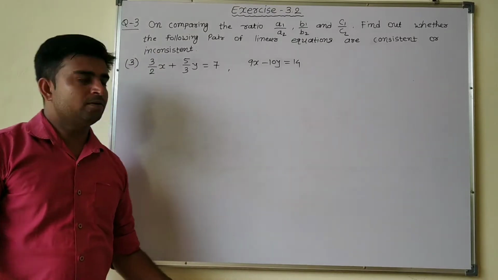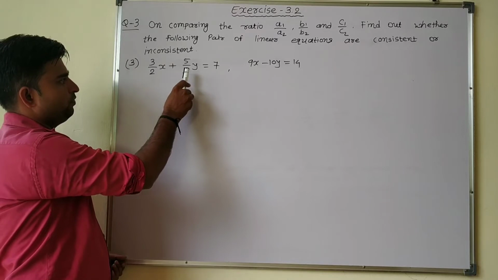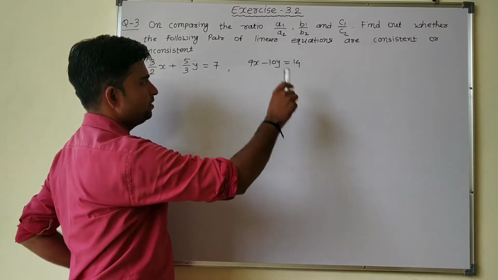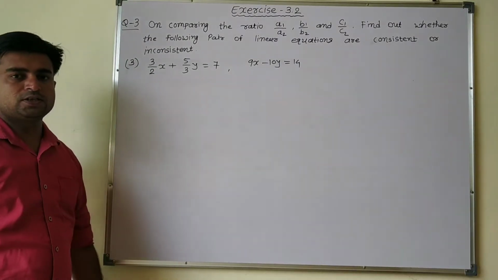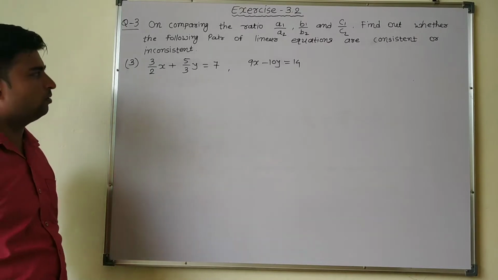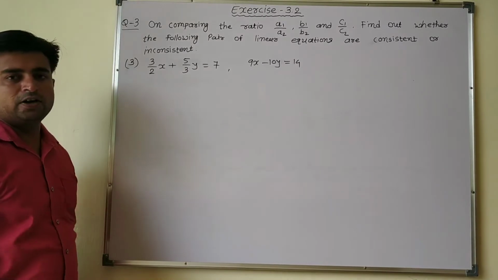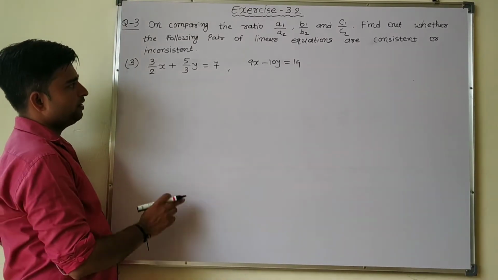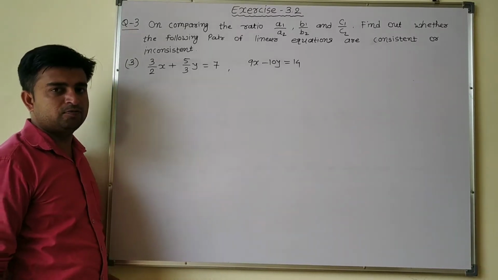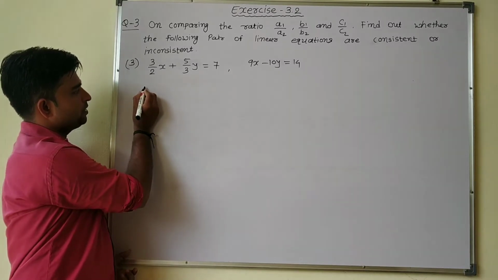Now let's see the third question. 3 upon 2 x plus 5 upon 3 y is equal to 7, and the second equation is 9x minus 10y is equal to 14. So here both equations are not given in standard form, so first we convert into standard form. Here fractions are given, so we convert into simple numbers. For that we take 2 and 3. The LCM of 2 and 3 is 6. So we multiply the whole equation by 6.